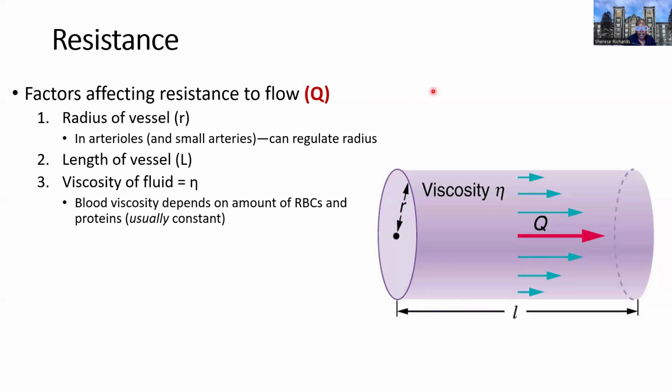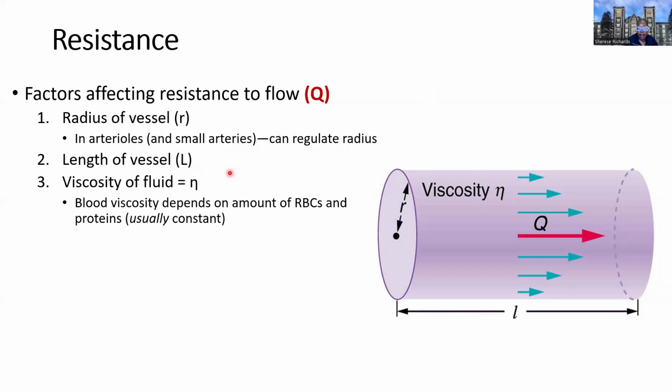So the factors that affect that are the radius of the vessel, which is R. And in arterioles and small arteries, we can regulate the radius, especially by way of the autonomic nervous system and the smooth muscle found in those arterioles. So we can change and regulate the radius of those vessels. The length of the vessel, L, and that is how far blood has to travel. What is the length of that vessel?